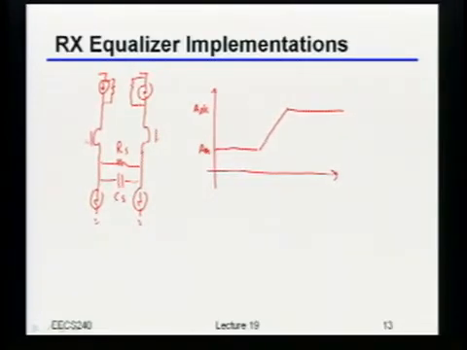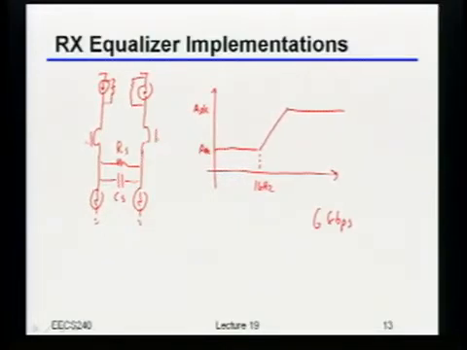Okay, so let's say I told you that the channel we're talking about is just a first order channel, meaning it just has one pole. And let's say it has a pole at 1 gigahertz. If the channel has a pole at 1 gigahertz, you want to put the zero for the equalizer also at 1 gigahertz.